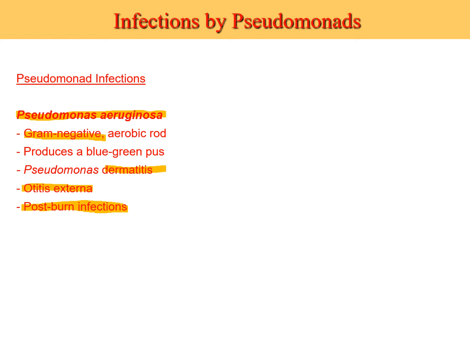One unique feature of this organism is that it will produce a blue-green dye, a blue-green color product. So if you do see a blue-green colored pus, for example, then chances are it is a Pseudomonas infection.